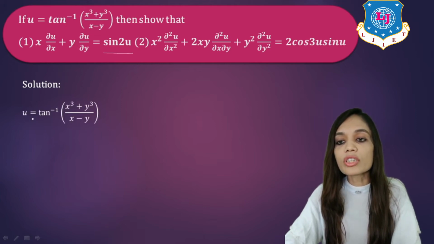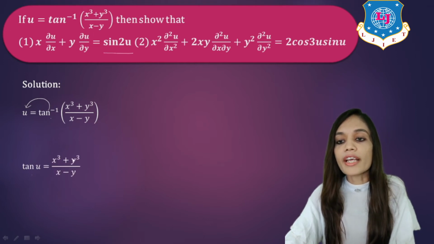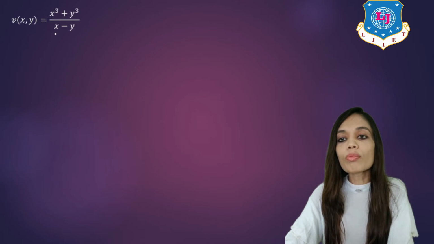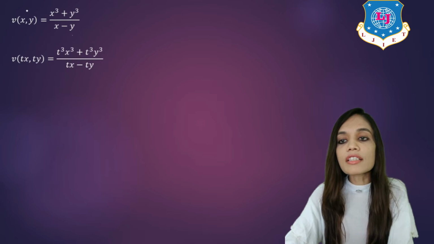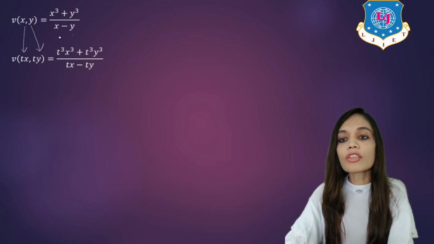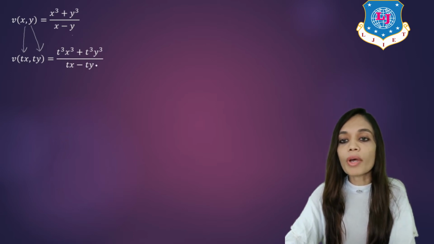Here you are given u is equal to tan inverse of (x cube plus y cube) upon (x minus y). Firstly take this on this side. So you will get tan u as (x cube plus y cube) upon (x minus y). So define v as (x cube plus y cube) upon (x minus y). Now we need to check whether v is a homogeneous function or not. So replace x by tx and y by ty. So on replacing you will get (t cube x cube plus t cube y cube) upon (tx minus ty).